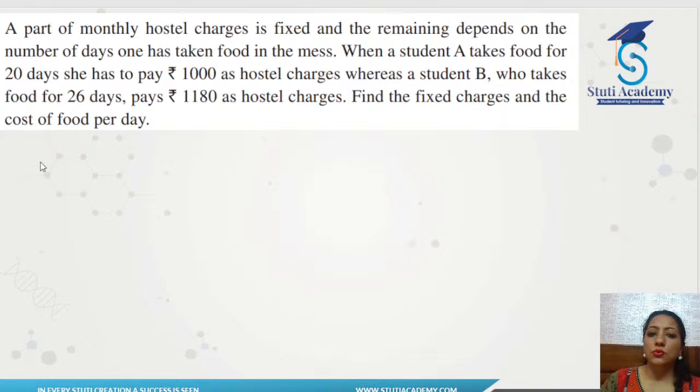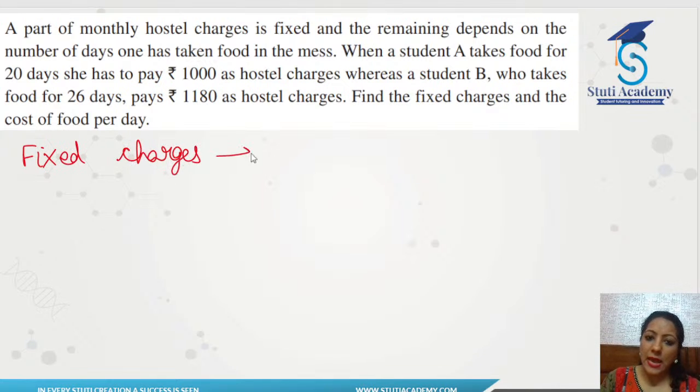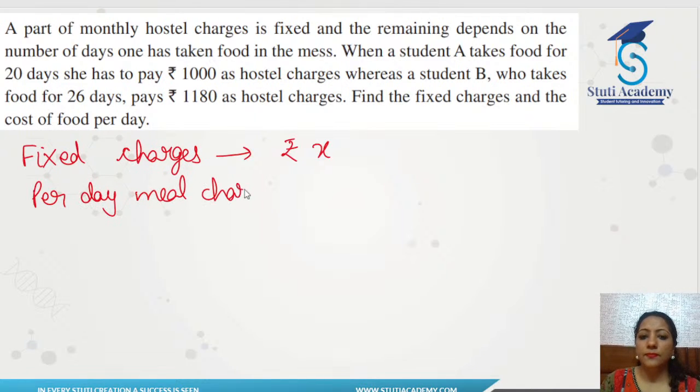Now in this question, it is given to us that a part of monthly hostel charges is fixed. So when you are availing the services of the hostel, you have to pay a fixed amount in any case. So let us take the fixed charges as rupees X. Now the remaining charges depend on the number of days one has taken food in the mess. So let us take per day meal charges as rupees Y. So this is for the food for 1 day. Per day meal charges we have taken as Y rupees and the fixed charges we have is X rupees.